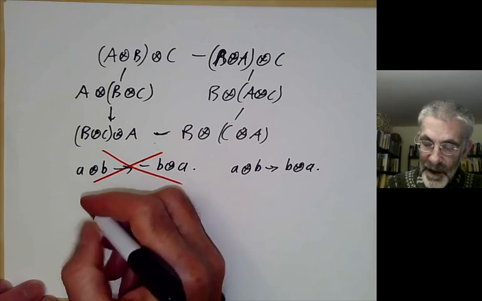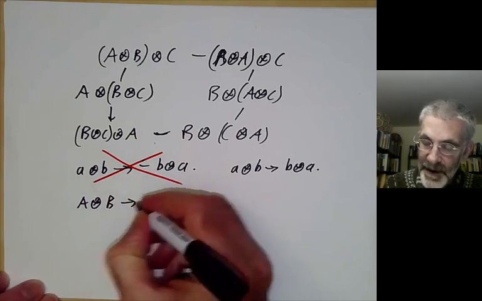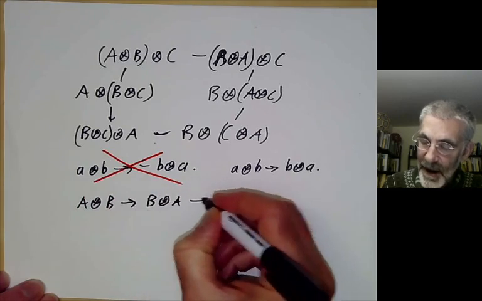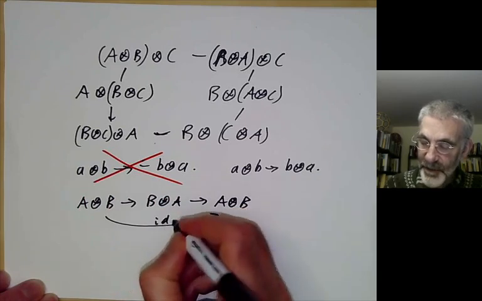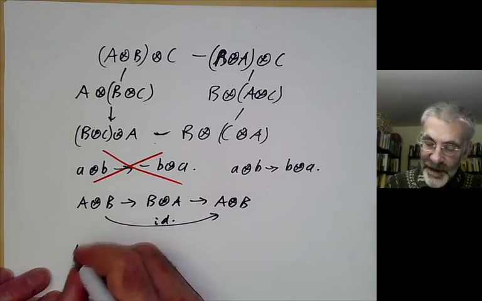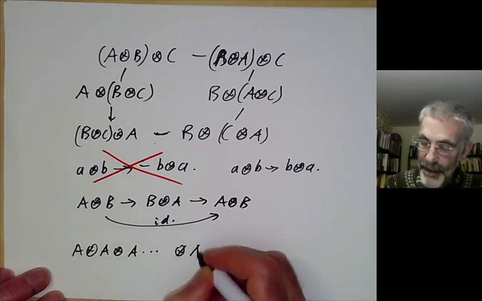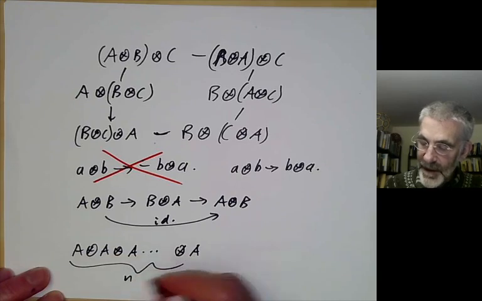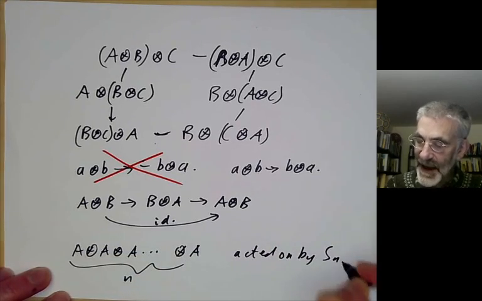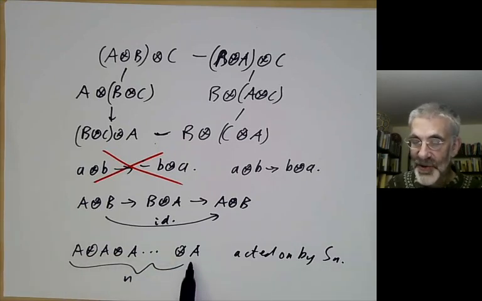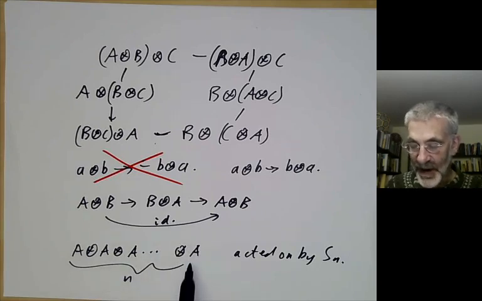You also, for a symmetric category, want things like: if you map A tensor B to B tensor A, and then map that to A tensor B again, you want this to be the identity map. And if you do this, you find that if you take a product of n things, then this is acted on by the symmetric group Sn. That's why they're called symmetric tensor categories: you get actions of the symmetric group on everything.